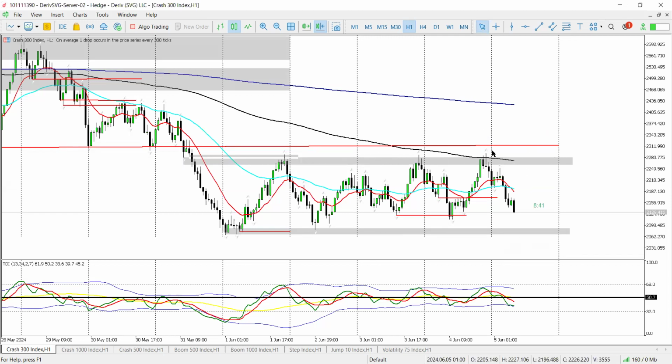Price came back up to the zone on top and they hit the 200 EMA. You can see the range, right? So they hit the 200 EMA. They hit the previous day's high as well. Then they started to show signs of reversal.